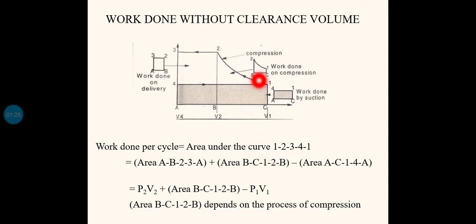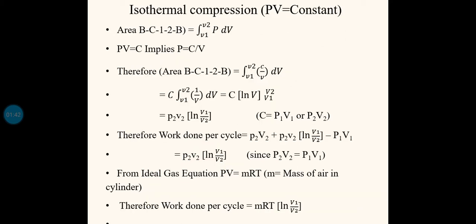We have derived one equation for the isothermal compression. Once it becomes polytropic compression, the area under this curve will be different. So we will be deriving the expression for area under this curve and substitute in this equation. That is what we are going to do.